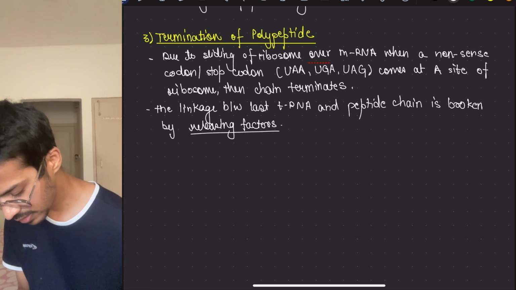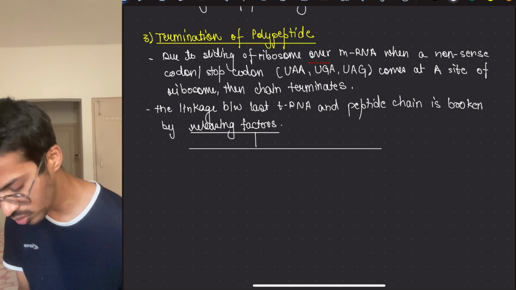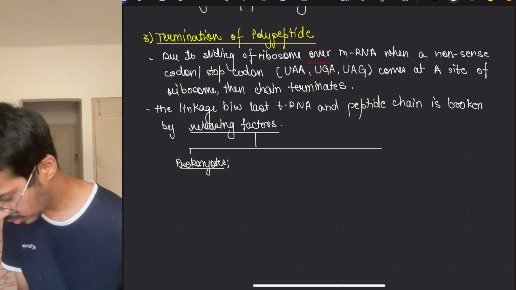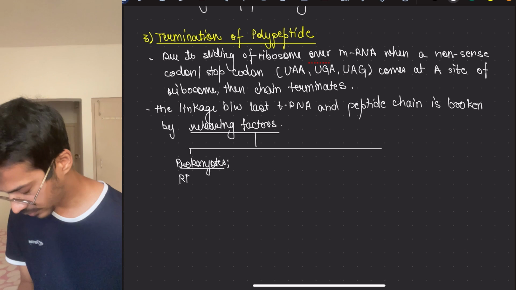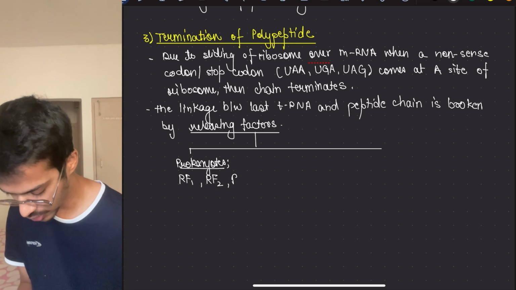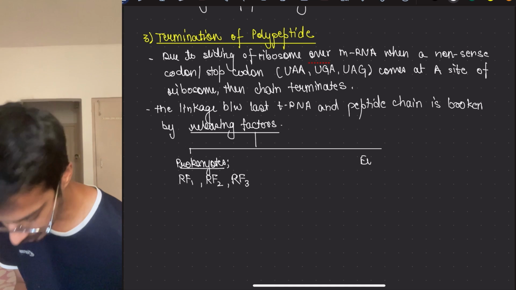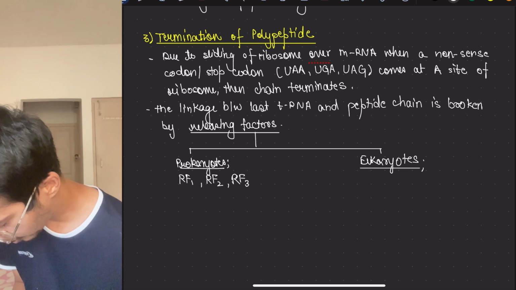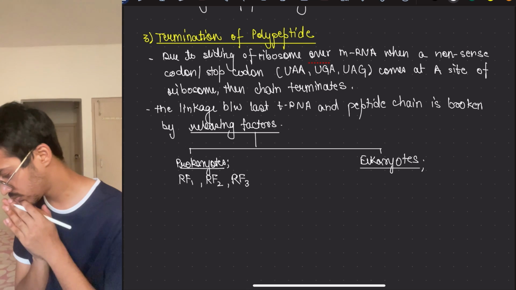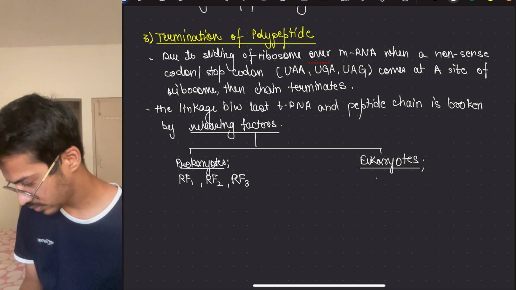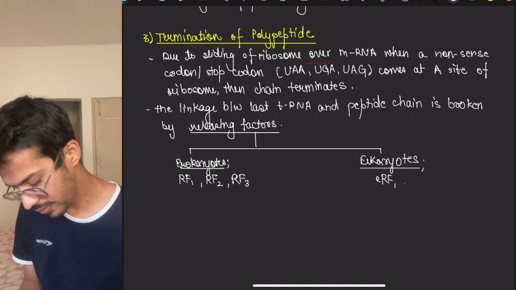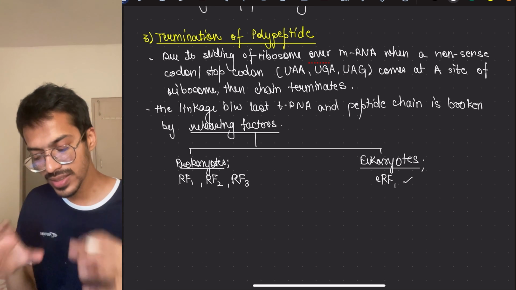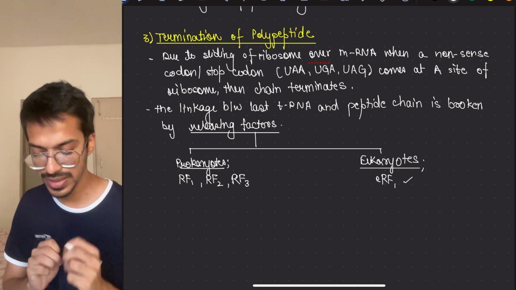Now, since we have seen that initiation factors were different, releasing factors are also different. So in prokaryotes, releasing factor 1, releasing factor 2, releasing factor 3, and in eukaryotes, eukaryotic releasing factor 1, like that present. Now this we understood that this happens, releasing factor is there.